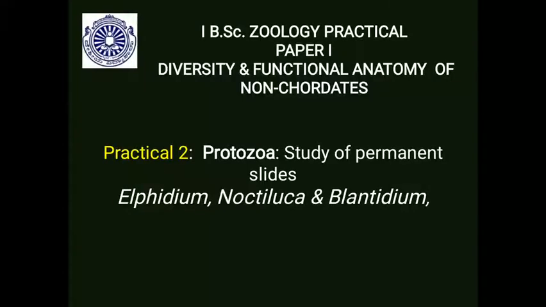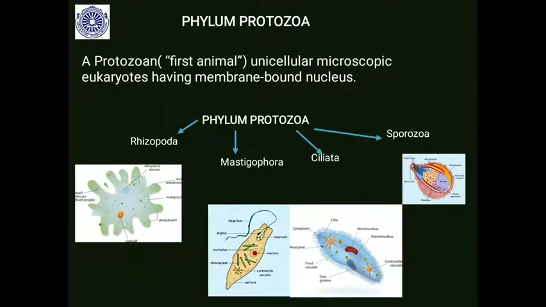Dear students, this is practical 2. In this you are going to study 3 protozoan specimens. You have studied already in your theory phylum Protozoa. They are first animals, they are unicellular or single celled animals, microscopic eukaryotes having membrane bound nucleus.